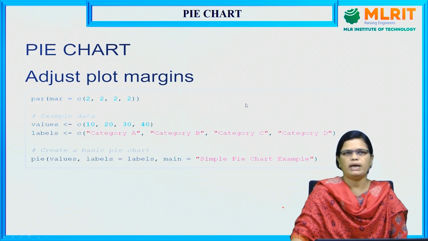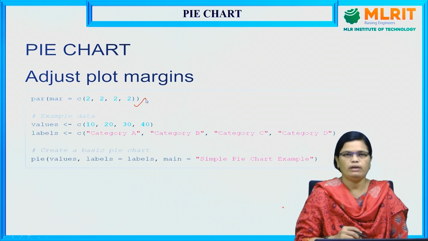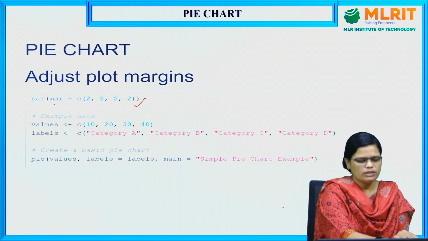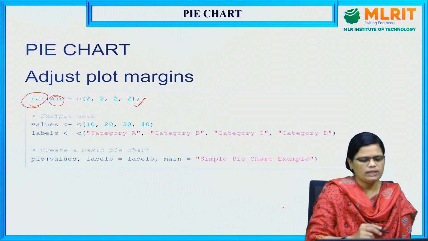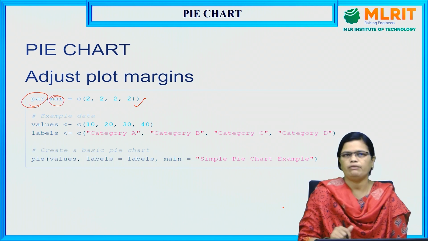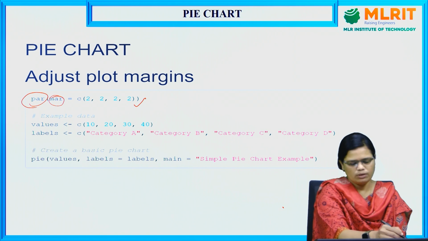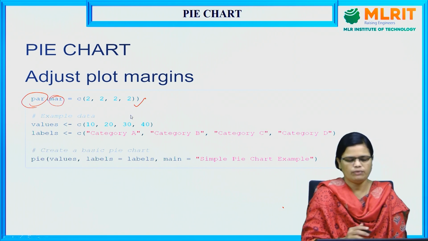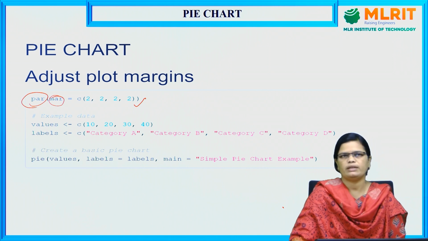We'll start with the pie chart. In the first line of code here, we have a vector of 4 2 values, and we are assigning this to the margin, and we are setting the output window here with a size of 2 2 and 2 2. That means 4 sides, height and width, right side, left side, like that. We are setting a window for displaying the pie chart.